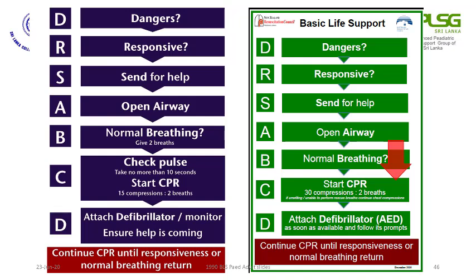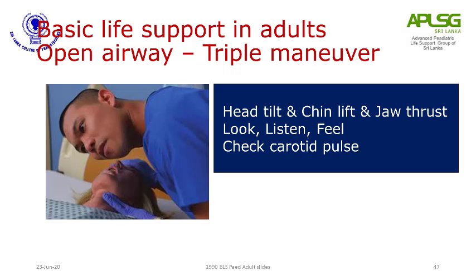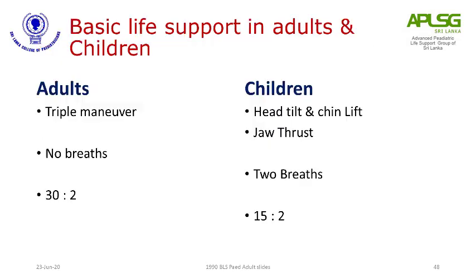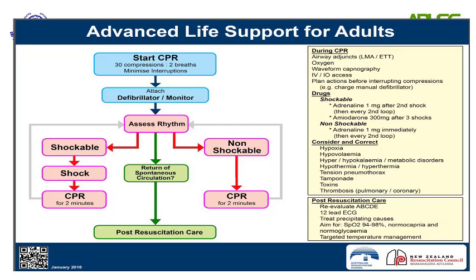It's important to note that the DRS and ABCD approach is the same in both protocols, but there are a few differences. In adults, the head tilt, chin lift, and jaw thrust with checking of the carotid pulse should be done at the same time. This is called the triple maneuver. There are a few differences between adult and pediatric life support. In adults, no rescue breaths are needed. Start with chest compressions. The compression to ventilation ratio is 30 to 2. This is the adult pediatric life support protocol.